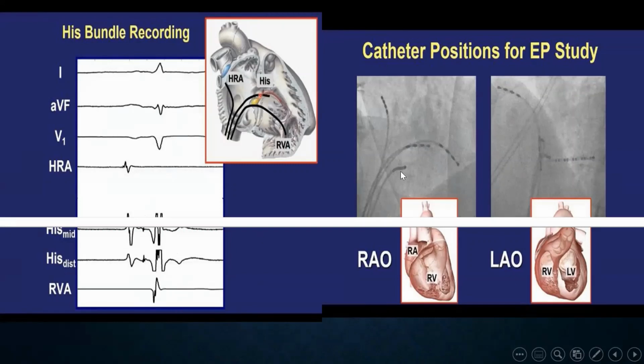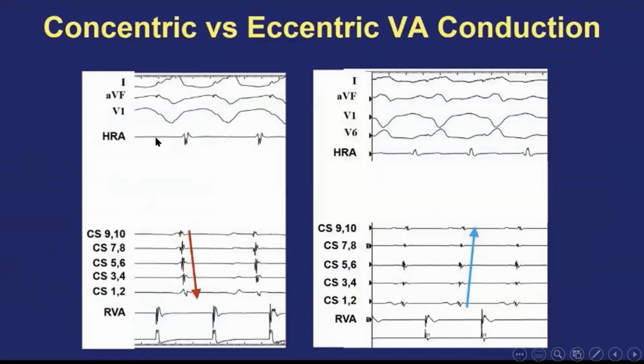Okay? If you collect it together, this is the surface ECG and this is the right high atrium. They are these two beats, and this is the coronary sinus, from 9-10 to CS 1 and 2.